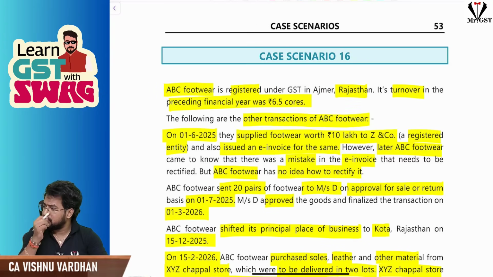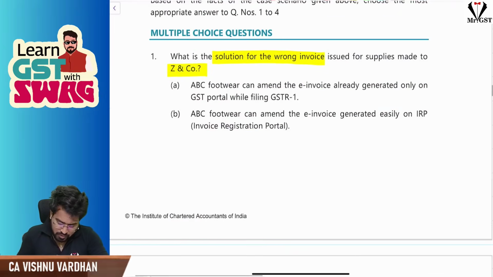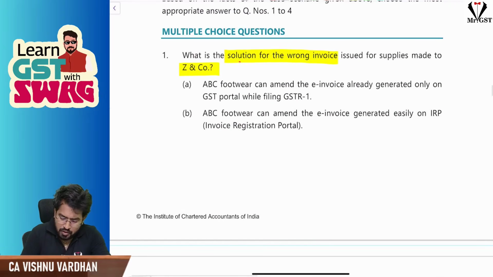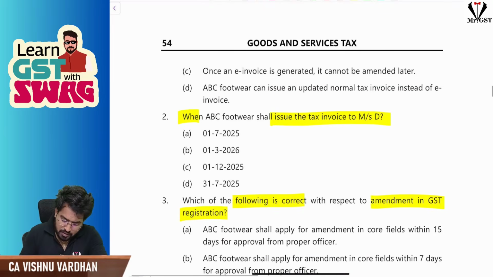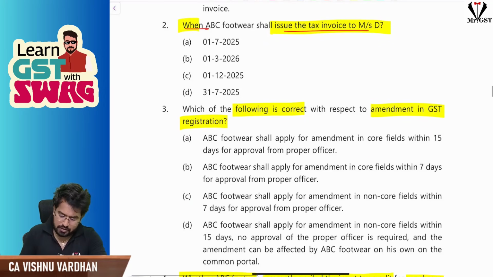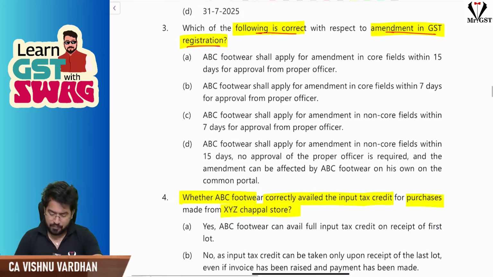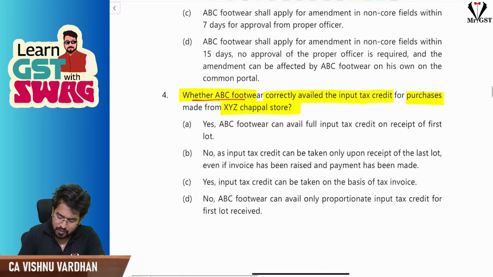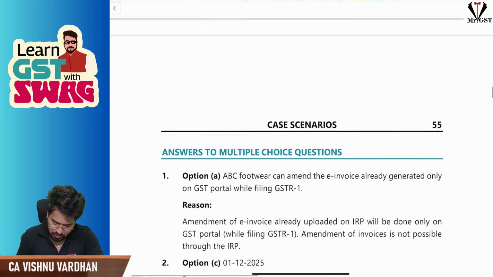In case scenario number 16, if you see here, the questions are: what is the solution for the wrong invoice raised for the supply made to Z and Co? Next, when shall ABC Footwear issue the tax invoice to Messrs D? Next, whether the following statements are correct or not with respect to amendment in GST registration. And the next one is whether ABC Footwear correctly availed ITC for purchases from XYZ Chappal Store.